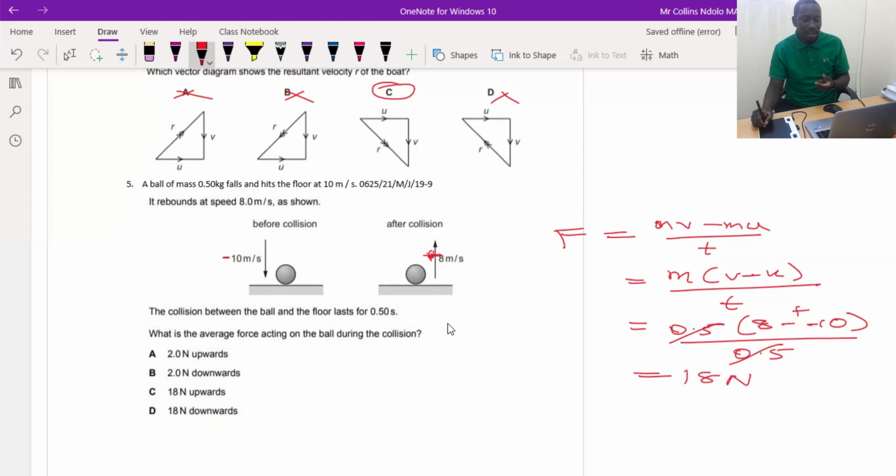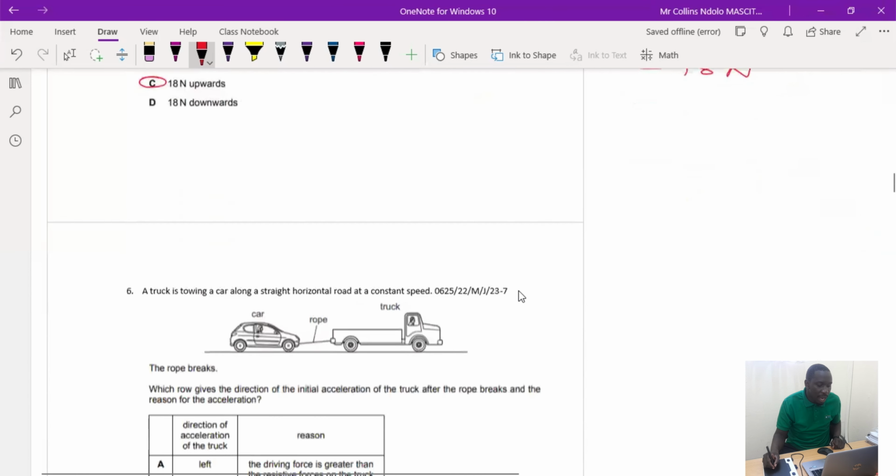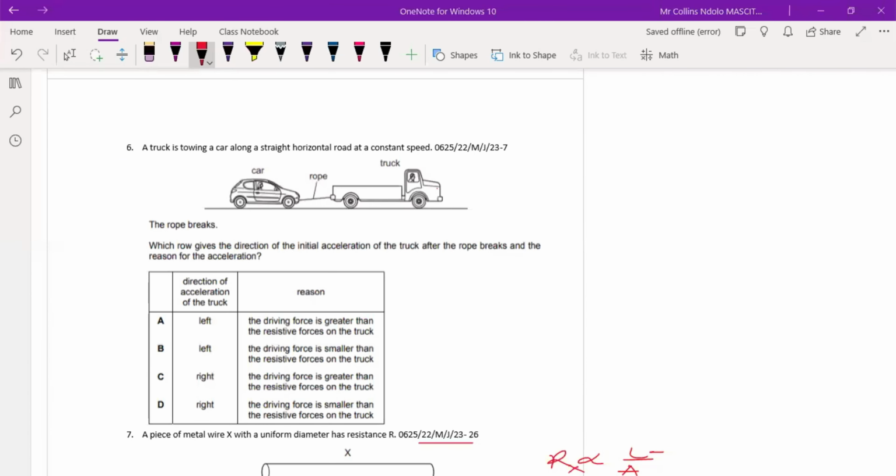You can see clearly this is a positive value. And positive, according to my diagram, means the body is moving upward. So it is 18 newtons acting upward. That is how we are supposed to be doing such kind of analysis. Now, this is also one of the very interesting questions, which I think you need to visualize practically. And that is why I like physics. It is all about practical.